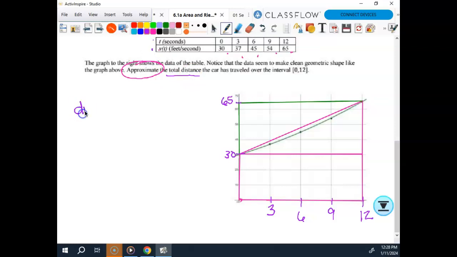So my distance is going to be equal to, that's 12 times 30, right? 12 times 30 plus 1/2 times 30, base 30 times 15, all right?